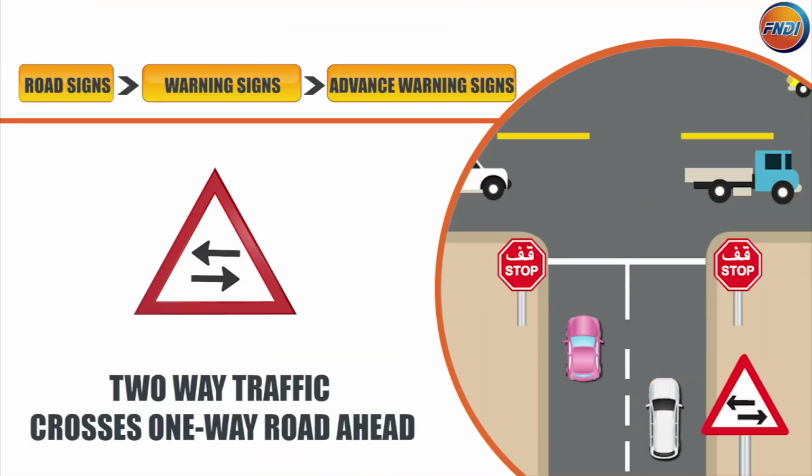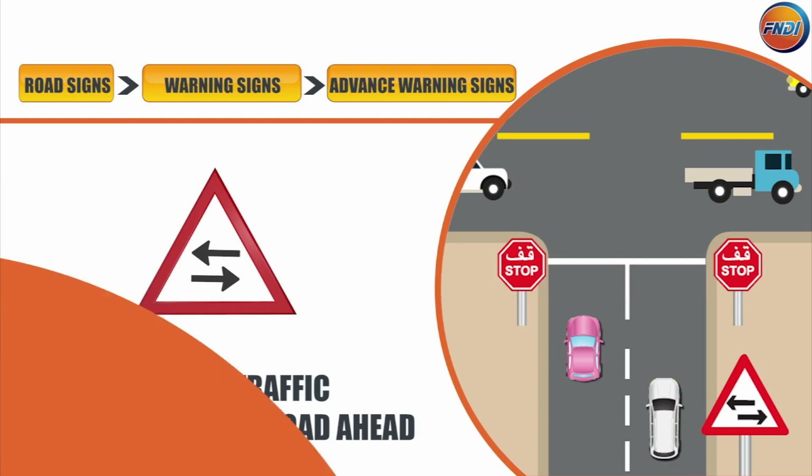Two-way traffic crosses one-way road ahead. This sign means that two-way traffic is crossing a one-way road ahead. This sign is found on one-way roads, warning that the road will terminate at a road where traffic is moving in both directions, that is, a two-way road. Motorists must be prepared for traffic approaching from both directions and position properly to turn either left or right.